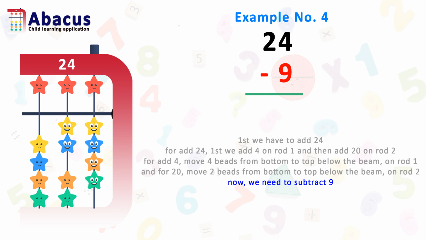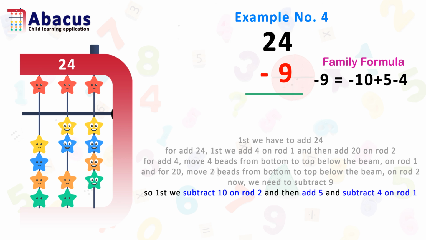Do you know which family formula we have to use to subtract 9? Okay, here we have to use the family formula minus 9 is equal to minus 10 plus 5 minus 4. Okay, let me help you with it. So first we have to subtract 10 and then add 5 and then subtract 4.